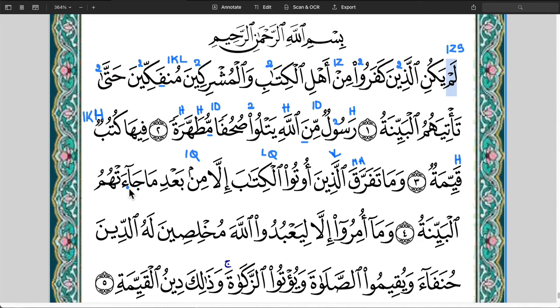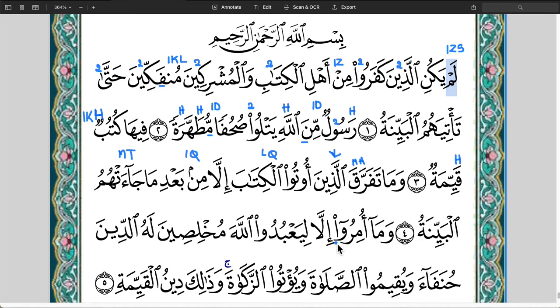Ma ja'at. Okay, we have a mad here. Ja'at, it is in one word, so it is a mad muttasil. So how do we codify this one? This is a mad muttasil, attached. Humul bayyina.